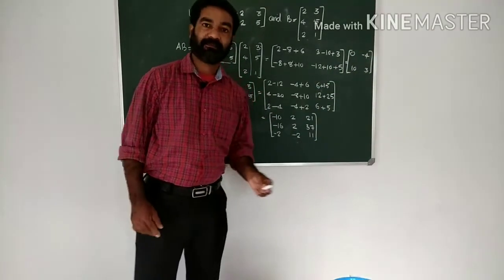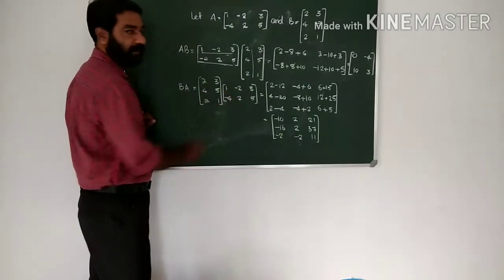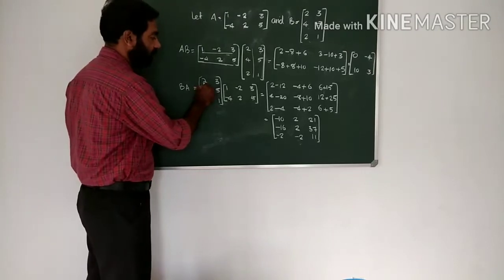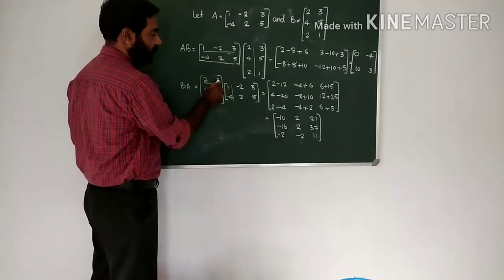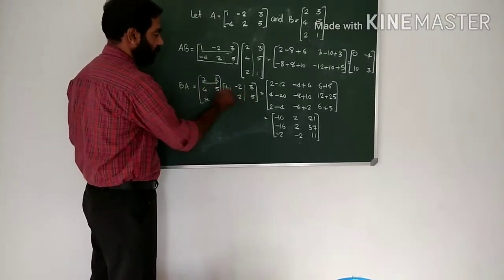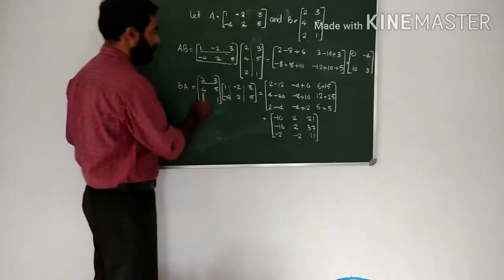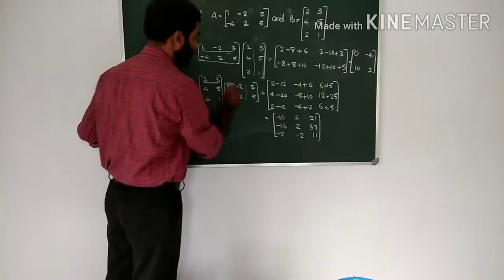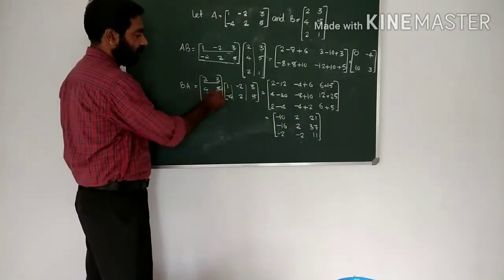So AB we got. Now we try out BA. B into A. We write first B and second A. So multiply first row with the first column: 2 into 1 is 2, 3 into minus 4 is minus 12. Then first row with the second column: 2 into minus 2 is minus 4, 3 into 2 is plus 6. Then 2 into 3 is 6, and 3 into 5 is plus 15. Then second row with the first column.